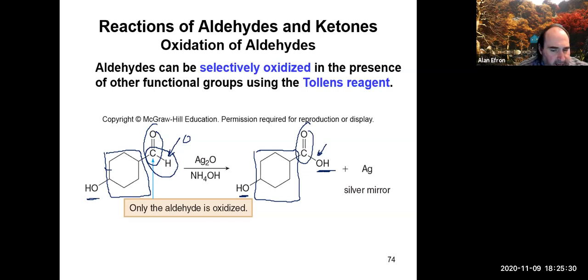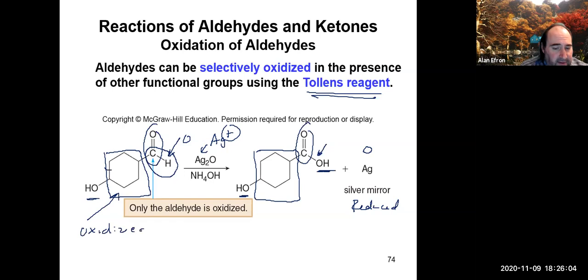Because our aldehyde will make a carboxylic acid and our ketone will not, there's actually two tests that are used sometimes to identify whether or not this reaction is taking place. And one is the Tollens test. In the Tollens test, we start with silver that has a plus one charge, and we end up with silver with no charge. So the silver gets reduced while our aldehyde gets oxidized. Remember, those things happen together. So if something gets oxidized, something will get reduced.